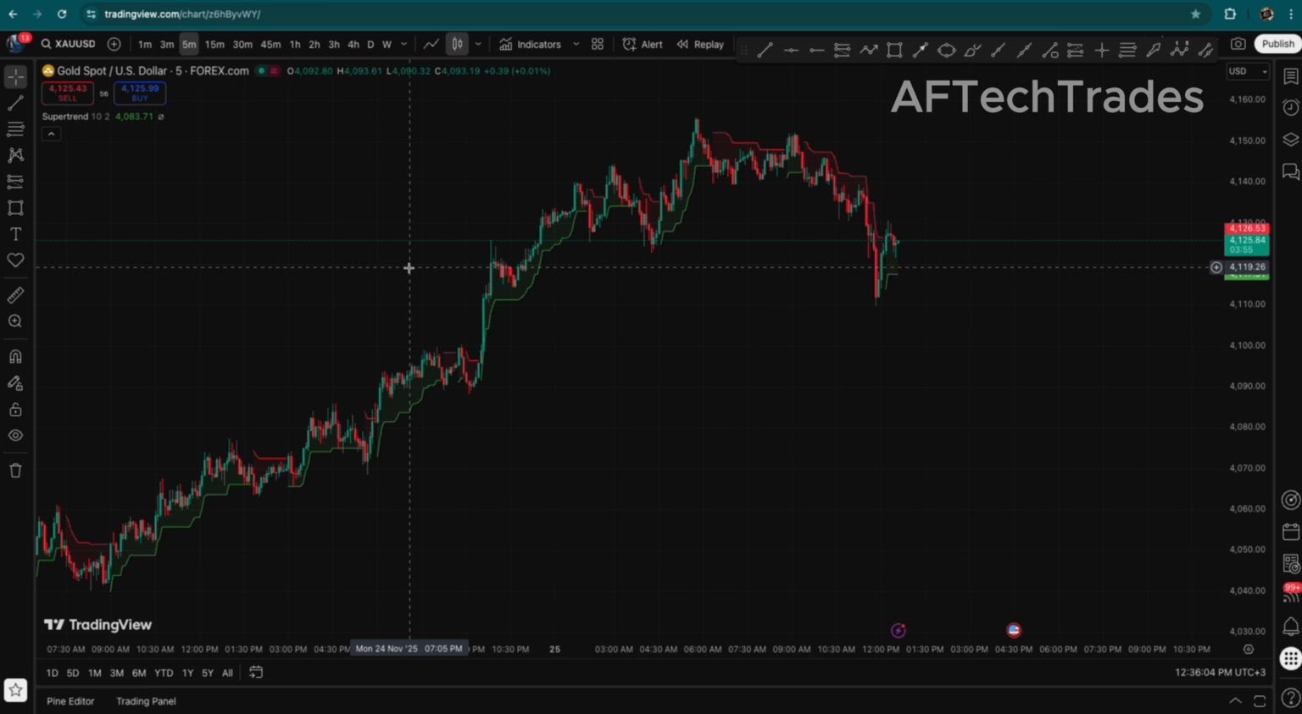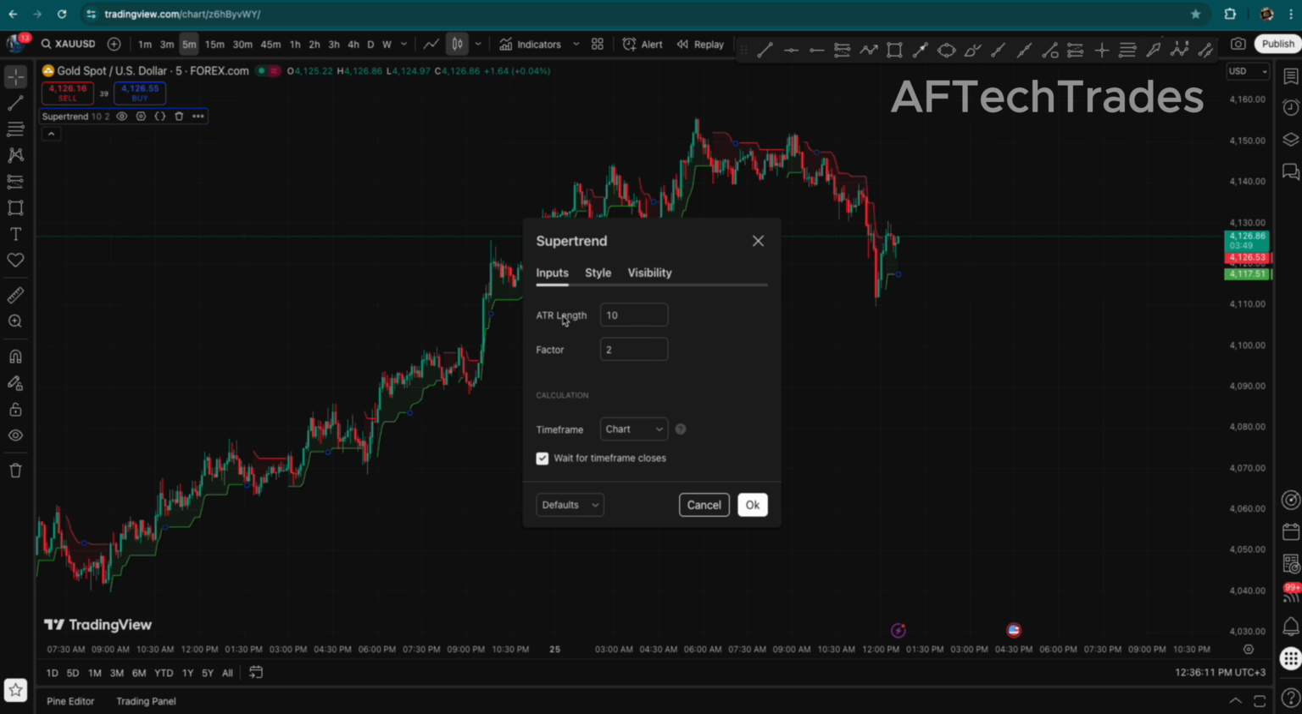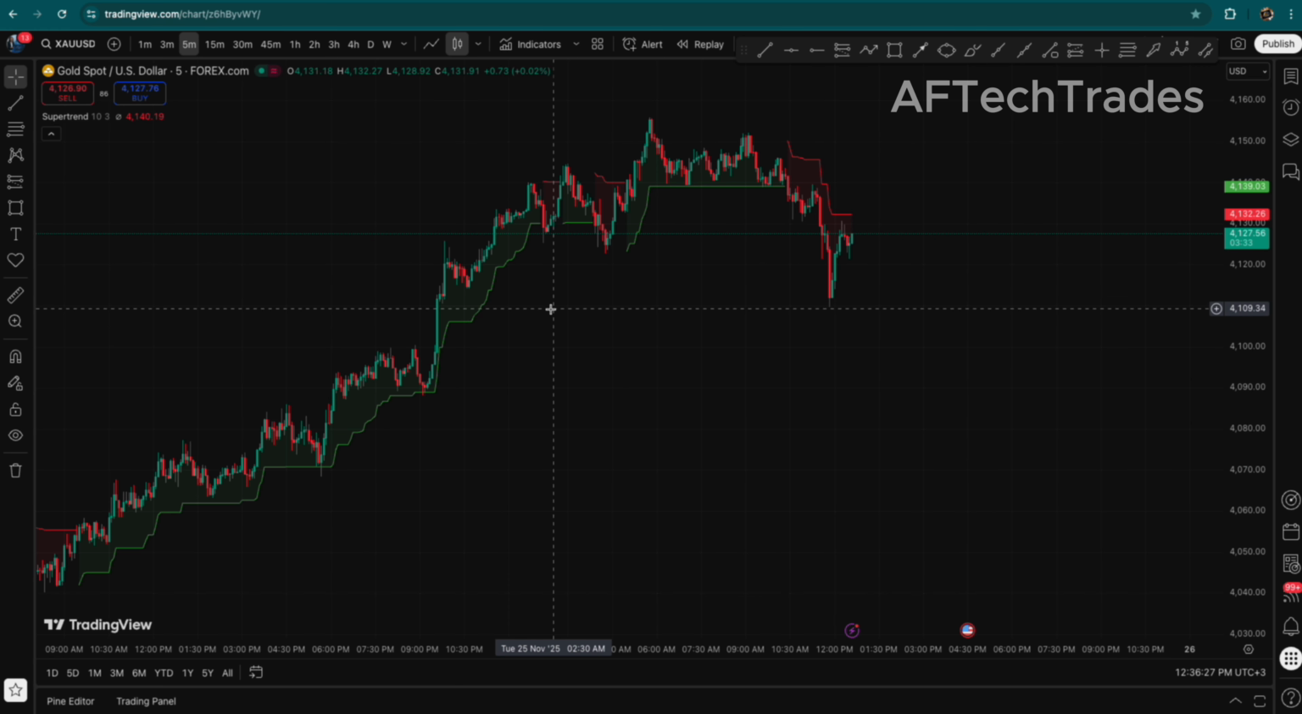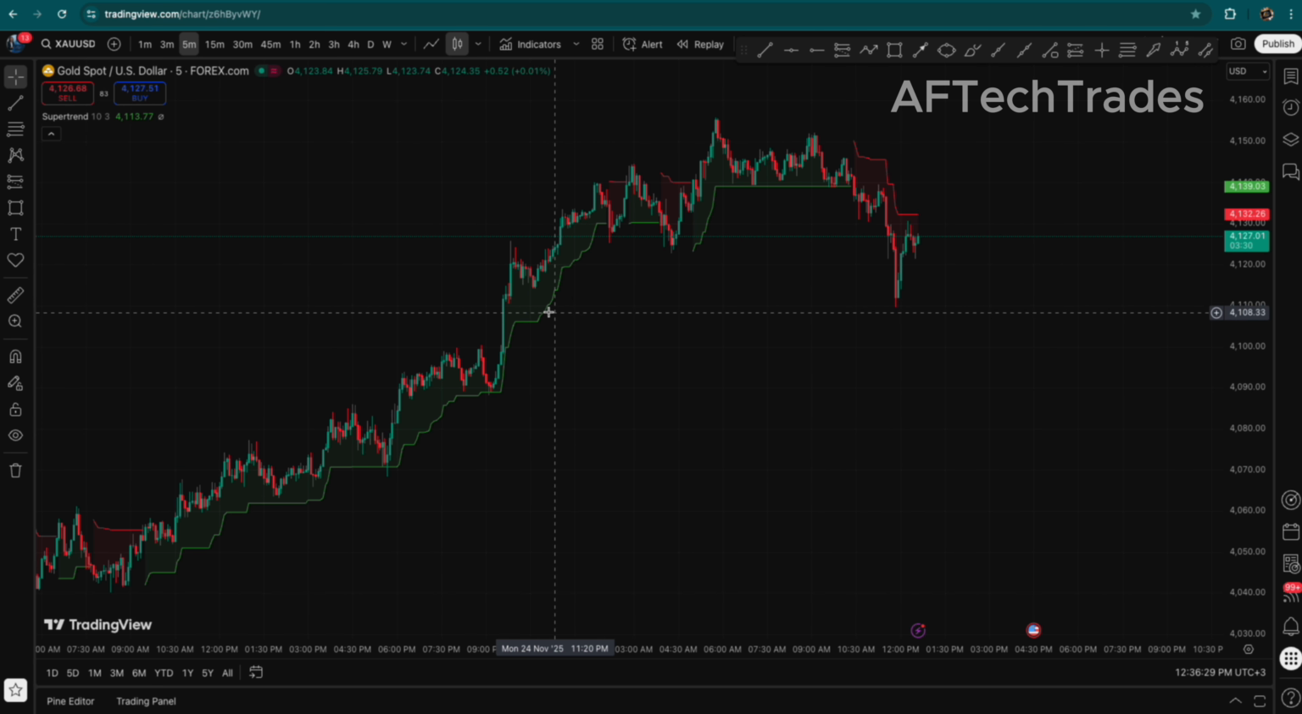Then if you are an intraday trader, the best setting is you come to these settings, the ATR length, you leave it at 10, and the multiplier, you change it to 3. What we mean by the intraday trader is from the 15-minute time frame, 30-minute time frame, or 1 hour time frame. You see, these settings work perfectly for the day trader.